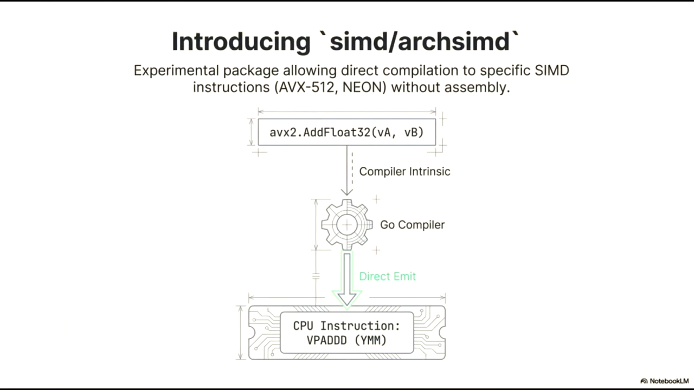Introducing the SIMD/Arch SIMD package, an experimental toolset designed to facilitate direct compilation to specific SIMD instructions, including AVX512 and Neon, without requiring manual assembly. This workflow is shown here through the use of compiler intrinsics. When a developer uses a function such as avx2.addFloat32, the Go compiler recognizes it as an intrinsic and performs a direct emit. This results in the immediate generation of the corresponding CPU instruction, such as vpaddd using YMM registers, optimizing performance by bridging the gap between high-level code and hardware execution.